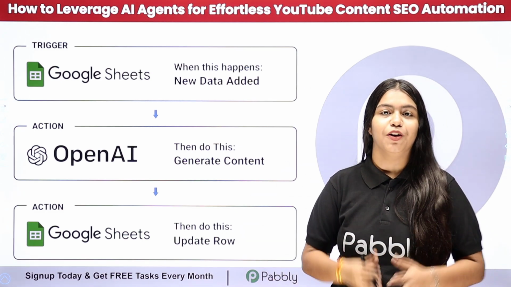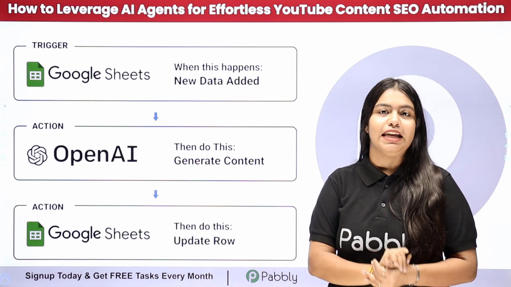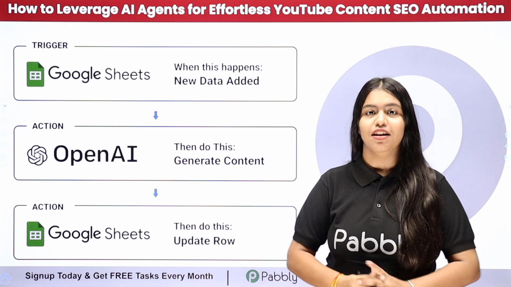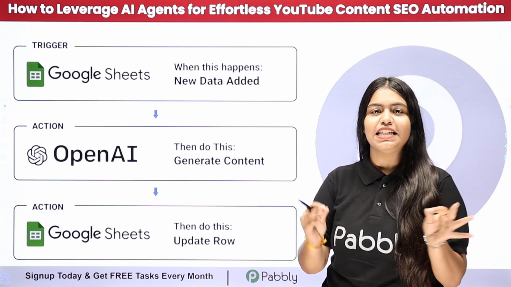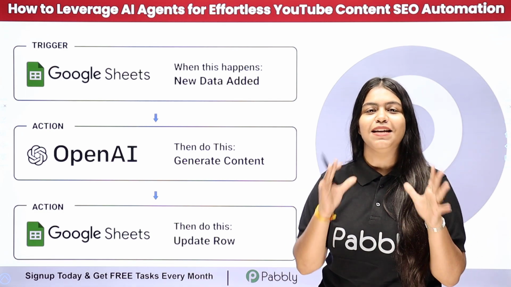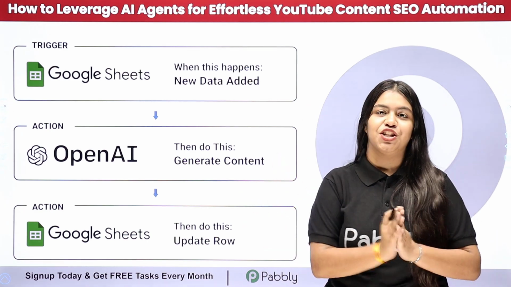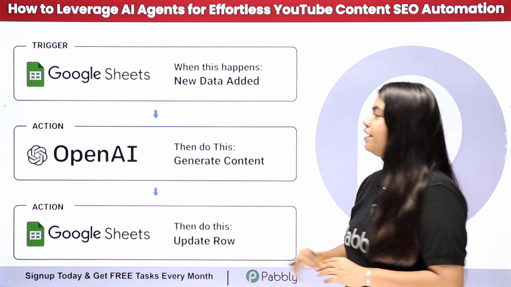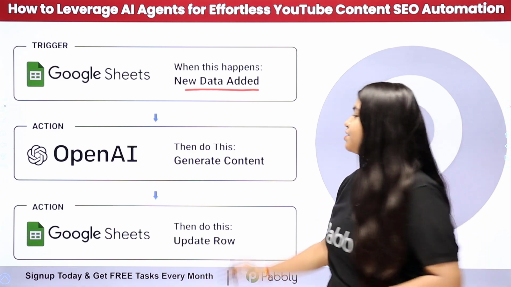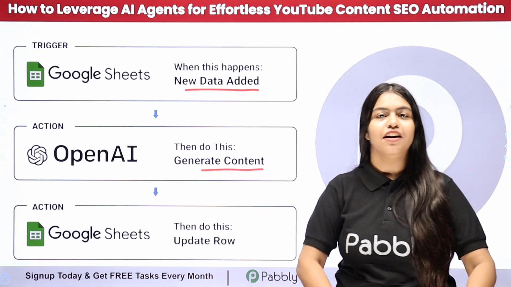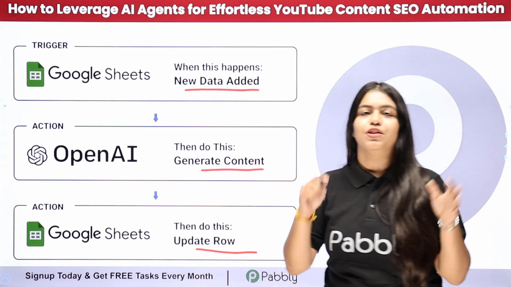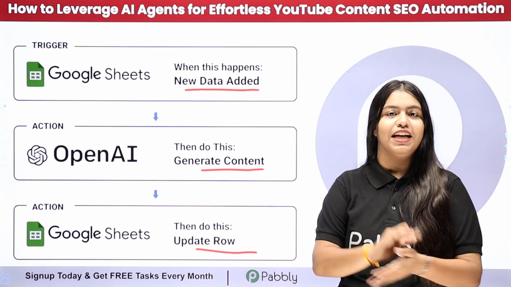In this video we are going to understand how to leverage AI agents for effortless YouTube content SEO automation. Over here I am a YouTube content creator for the gaming field, and we regularly post videos on our YouTube channel. But doing the SEO manually is such a time consuming and tedious task. So to solve this problem, I've simply created this amazing automation where as soon as I add the video details in my Google Sheets, automatically my AI agent is going to generate the SEO content. Further, I'm just going to add that same content into my Google Sheets so that my team can review it and further we can post it.